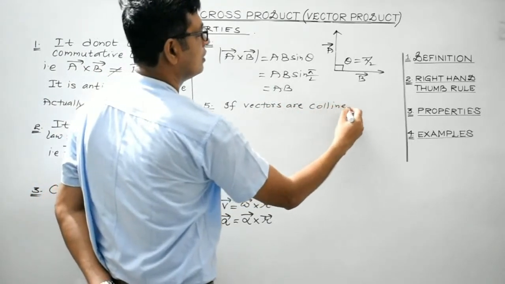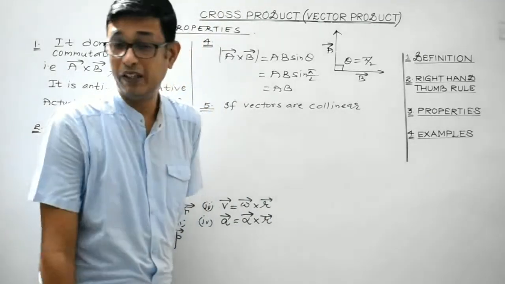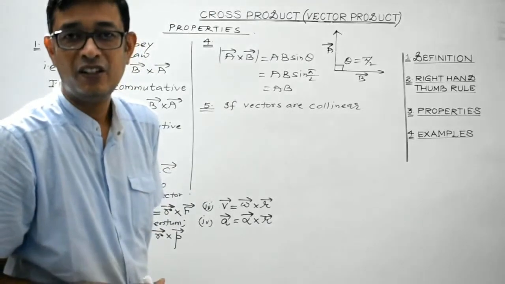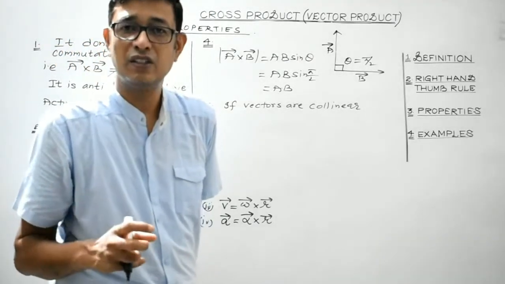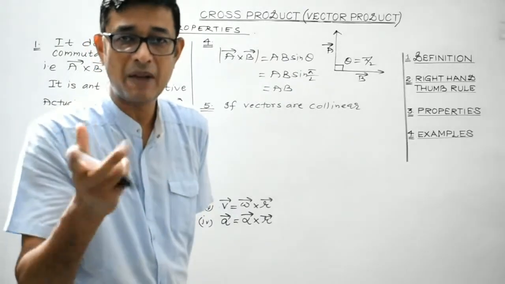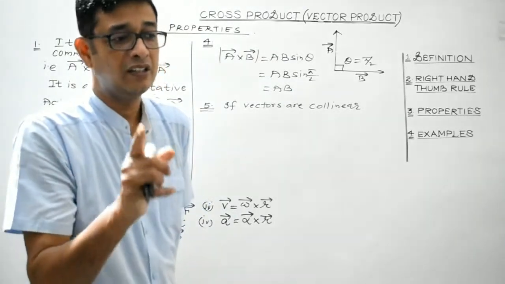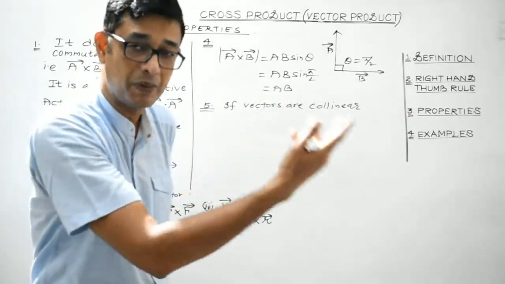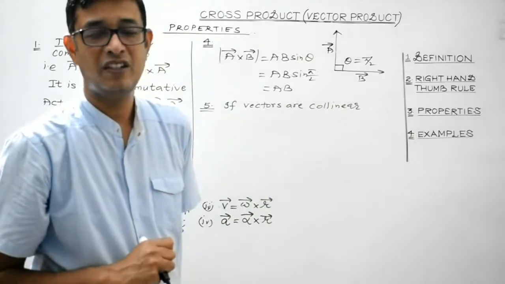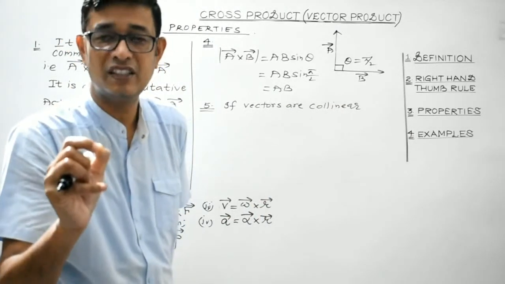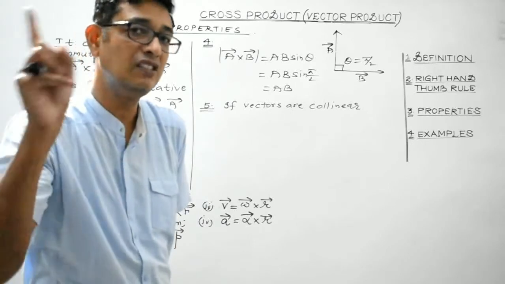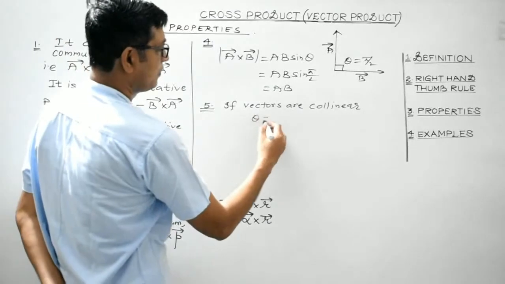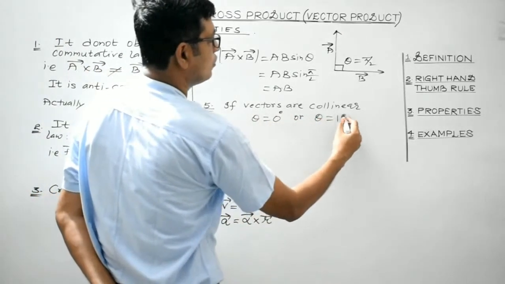If vectors are collinear, students, the angle must be either 0 degree or 180 degree. As we are aware, collinear vectors are those vectors which may or may not be of equal magnitude, but the condition is they should either act along the straight line in the same direction or in the opposite direction, or they can act in the parallel direction or anti-parallel direction. So the condition for collinear vectors is that the angle between them, theta, must be either 0 degree or 180 degree, right? In either case, theta is 0 or theta is equal to 180 degree.